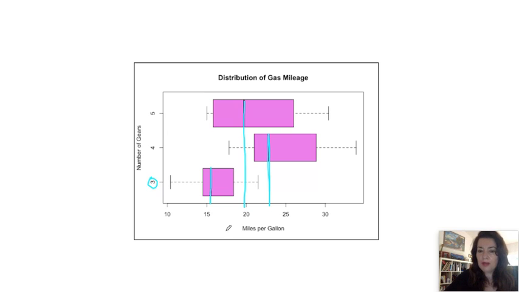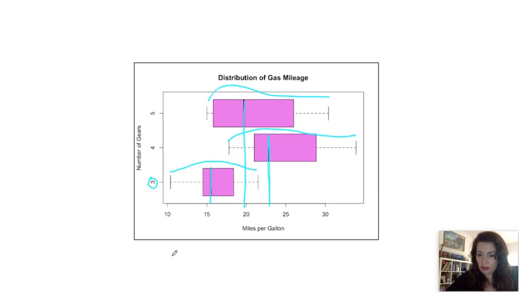If you had to compare the shape, you can see that this appears to be skewed to the right because the whisker on the right is much longer. Same with the number of gears for 4. This appears to be skewed to the right again. And for number 3, it's kind of hard to tell, but this appears to be somewhat symmetric, more of a symmetric distribution.